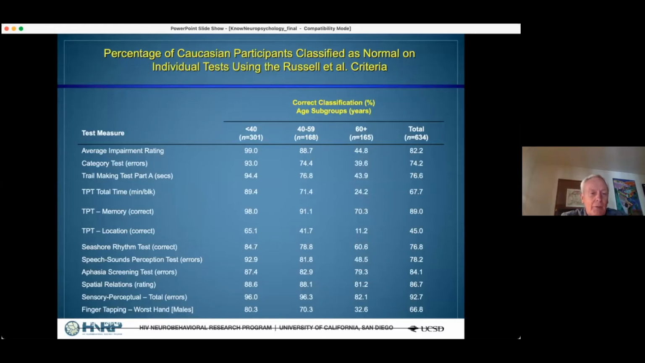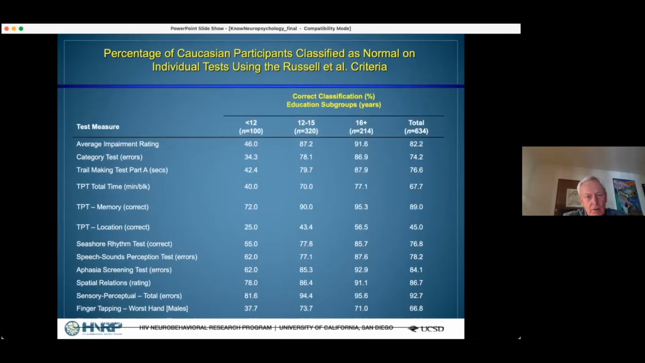You're getting everybody in the young group, and you're getting fewer than 50% correctly classified as normal in the 60 plus group. Next. And this shows the same thing, actually an opposite pattern, for education, where among the high school dropouts more than half are misclassified, and more than 90% are classified as normal in the college graduates.